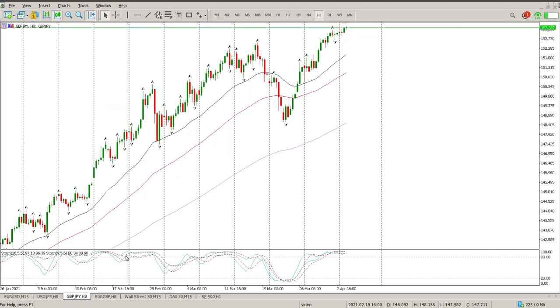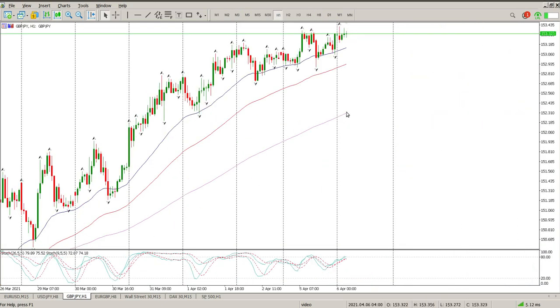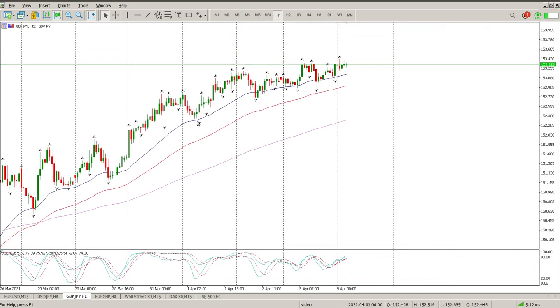British pound, Japanese yen. So we've had a pretty strong move up, but European markets were closed yesterday and Friday, so there's nothing really happening. We are extremely overbought at the moment. So for me, trend is still up, but it is starting to get a bit dangerous.